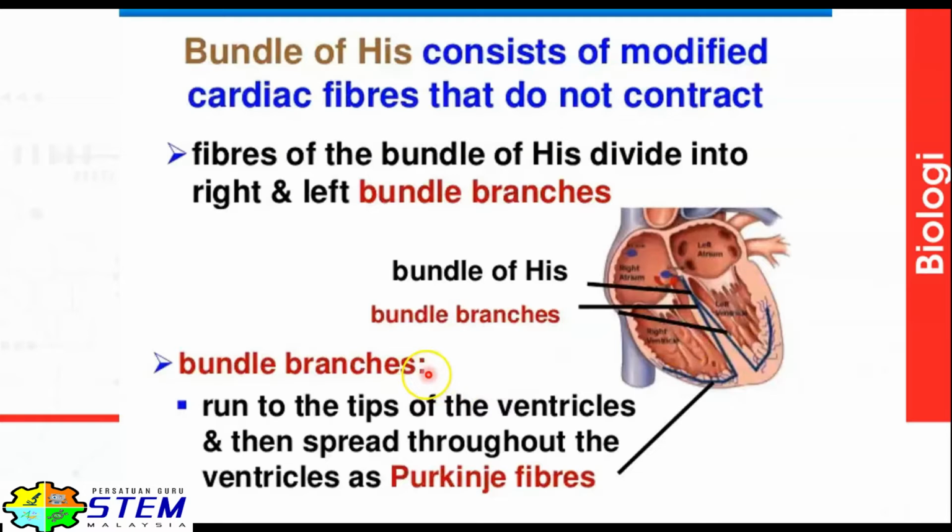And then the bundle branches will run to the tip of the ventricles, and then spread throughout the ventricle as Purkinje fibers. So from the tip of the ventricles, now it becomes Purkinje fibers.